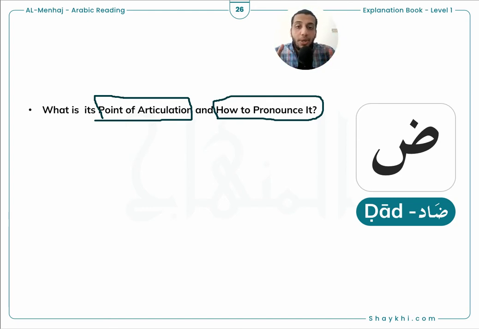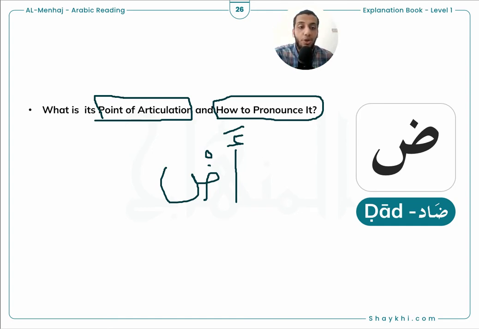Also, we said the golden rule that helps us know the point of articulation of any letter: put the letter in the state of a sukun, put before it a hamza with fatha, and then pronounce the letter. So the pronunciation of this letter would be like this: al, al, al, al, la, di, du, al. So what is the point of articulation of this letter?